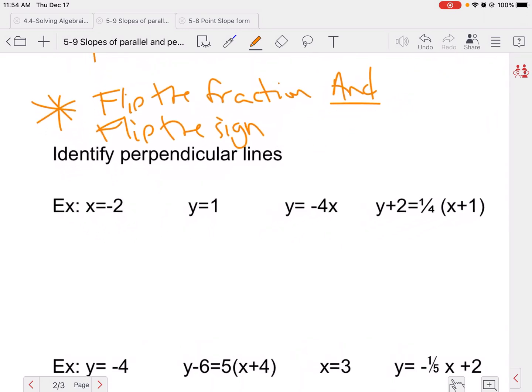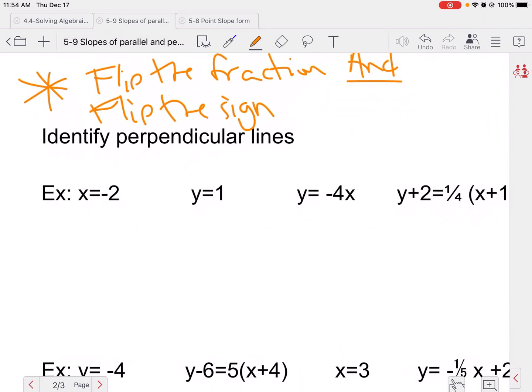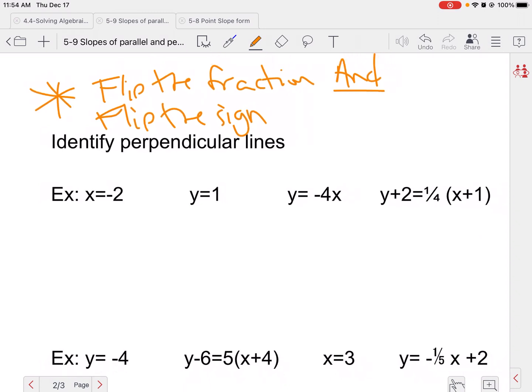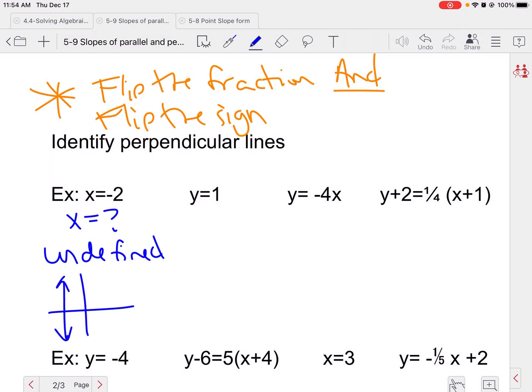If we have a bunch of lines and we want to decide if they are perpendicular to each other, first we need to identify the slope. So anytime you have x equals whatever number, that will always be an undefined slope. That means it's going up and down like this. If you have y equals some number, that will always be a 0 slope. In this case, it would look something like this.